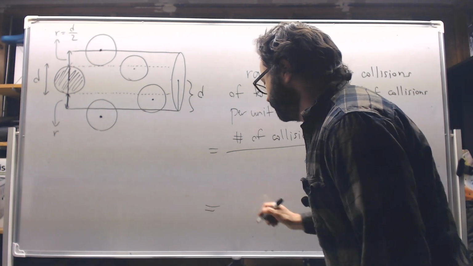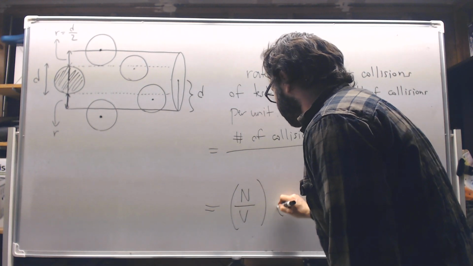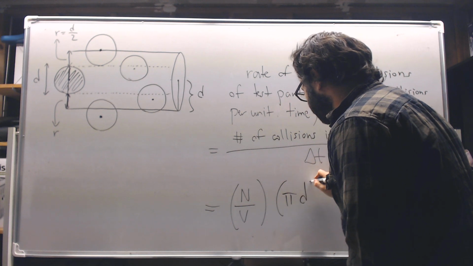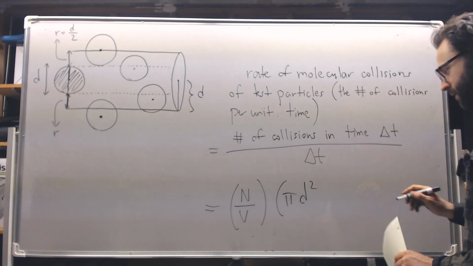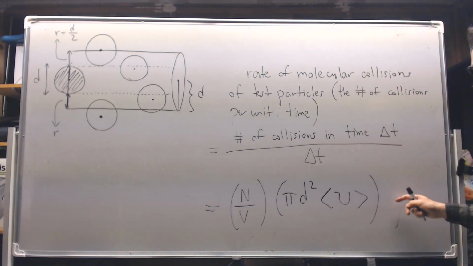And so this thing looks like the density, the collision cross-section pi d squared, or sigma, times the average speed. So this is the rate of molecular collisions that a test particle will undergo.